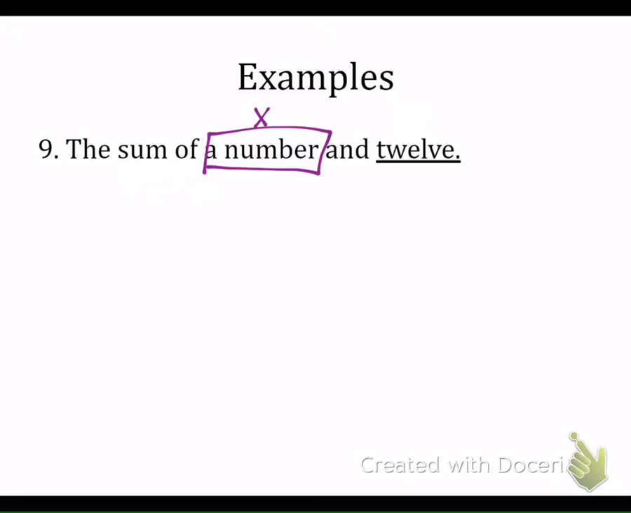So a number, that's going to be our x. We just talked about how sum means plus. So the sum of a number and 12 would be x plus 12. Or again, you could have something like n plus 12.